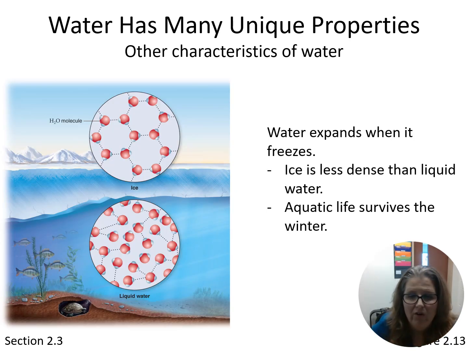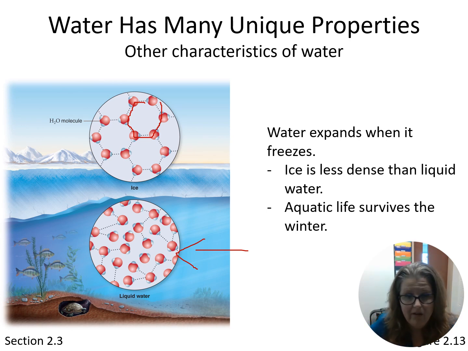Another thing is water expands when it freezes. Most things, when they become solid, become more dense than their liquid form. Water's the opposite. So you see the liquid water down here in the arrangement of the molecules. They're pretty tightly packed together. They're able to slip and slide past each other. But as they slow down, when they become a solid, they form these nice arrangements, and they kind of push out away from each other, so that there's less in the same area.